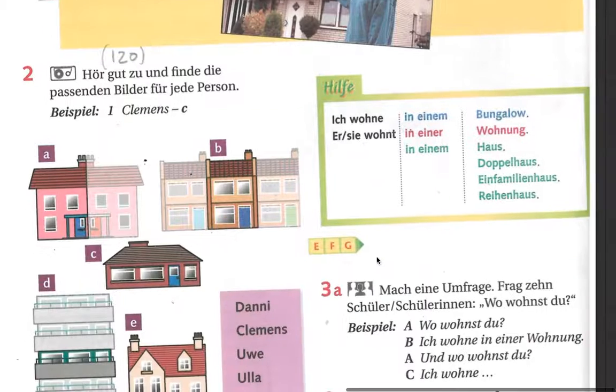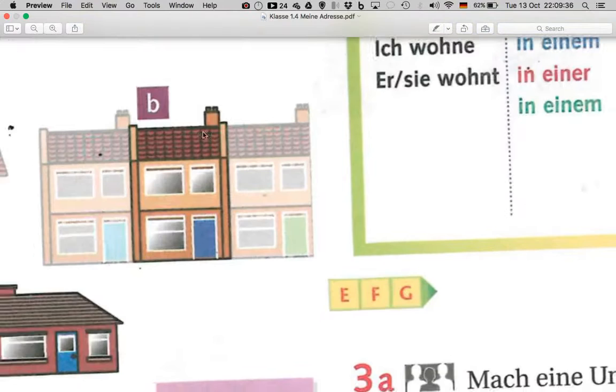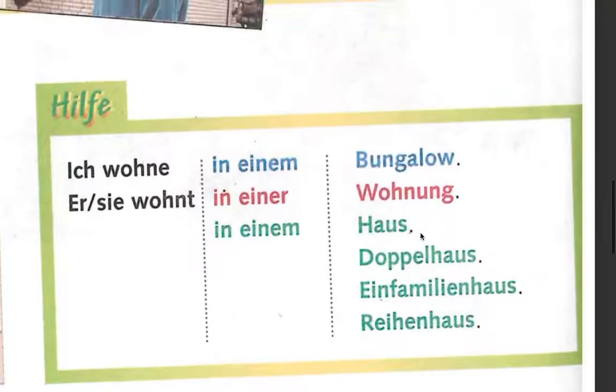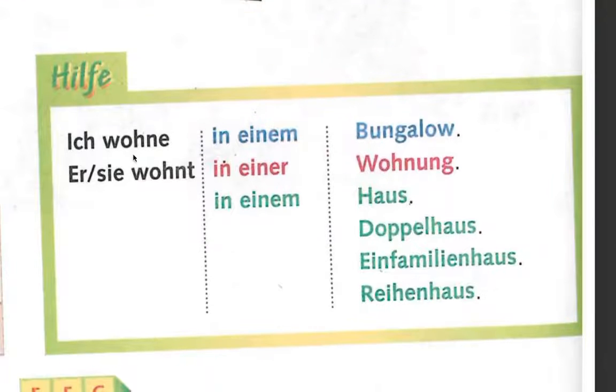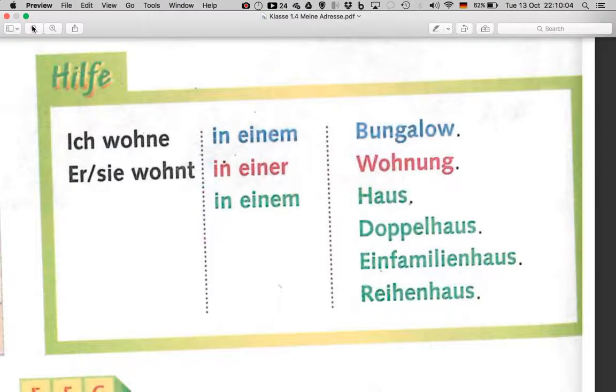Okay? So, what's important here is this box here. So, ich wohne, I live, sie wohnt. So, ich wohne, du wohnst, er wohnt, sie wohnt, wir wohnen, ihr wohnt, sie wohnen. In einem Bungalow. In einer Wohnung. In einem Haus, in einem Doppelhaus. In einem Einfamilienhaus. That's called a detached house. It's a house that has nothing on either side. And then a Reihenhaus. A row of houses.